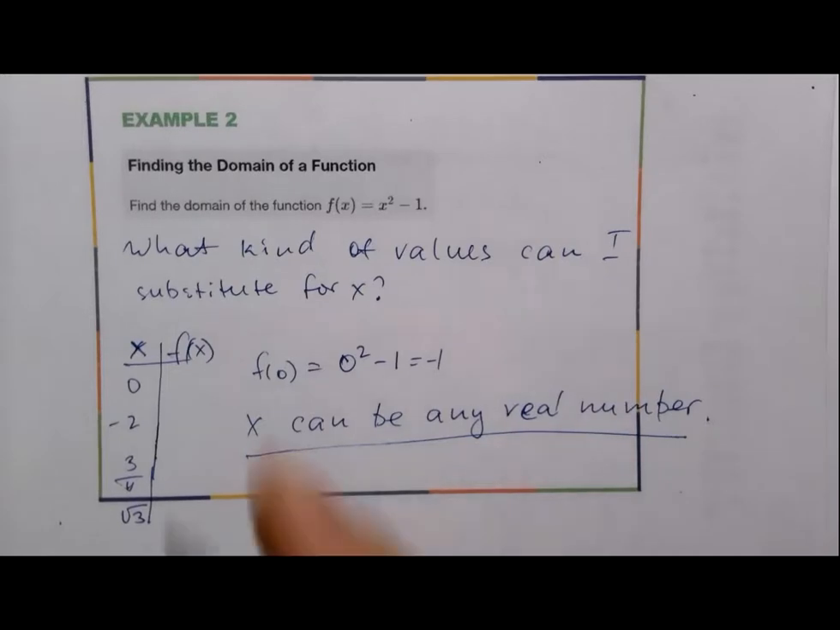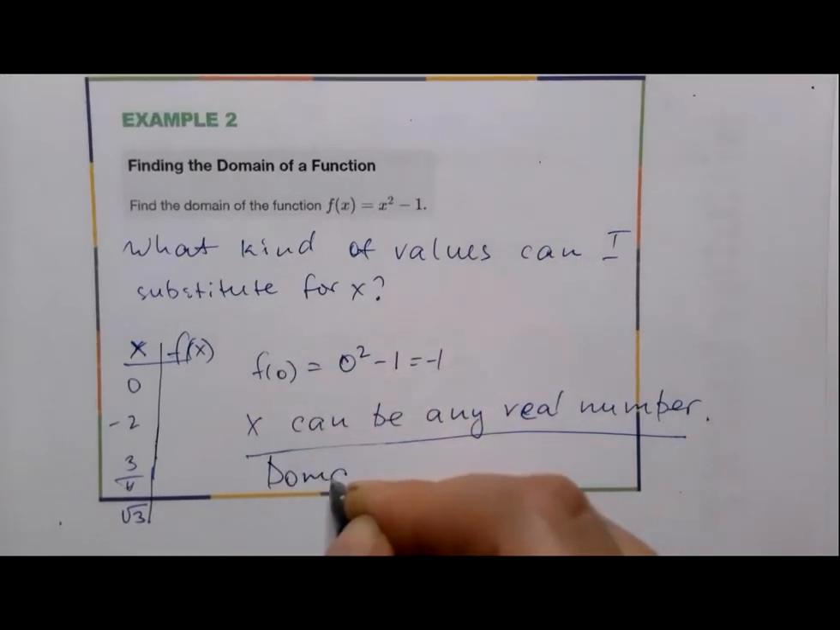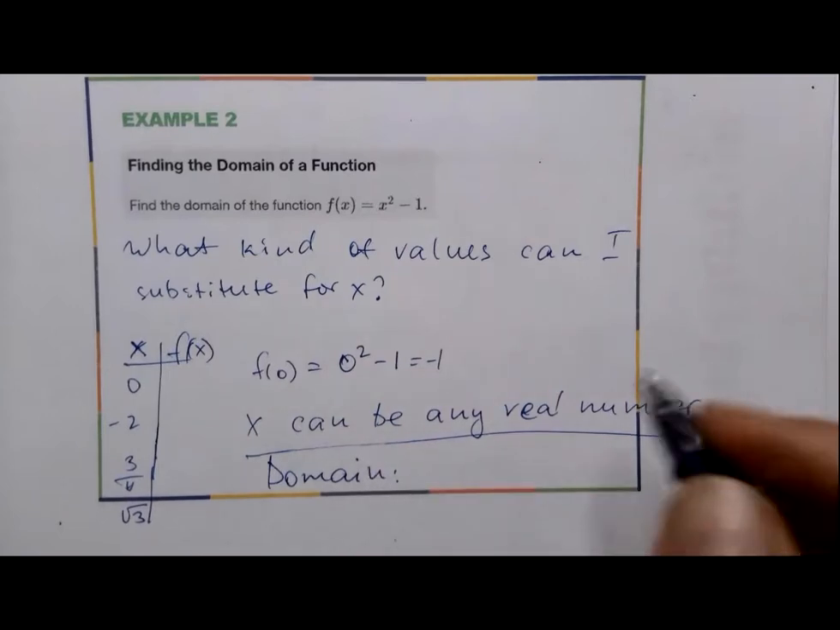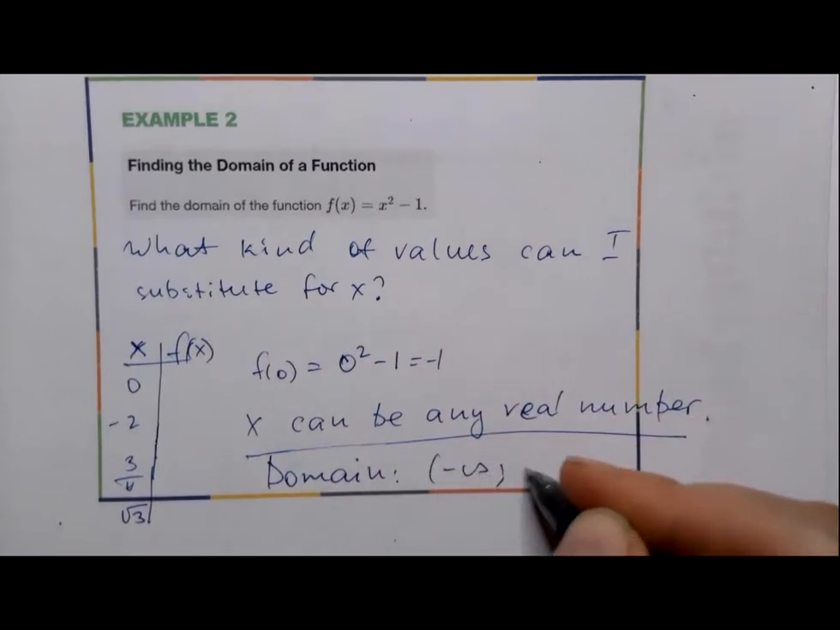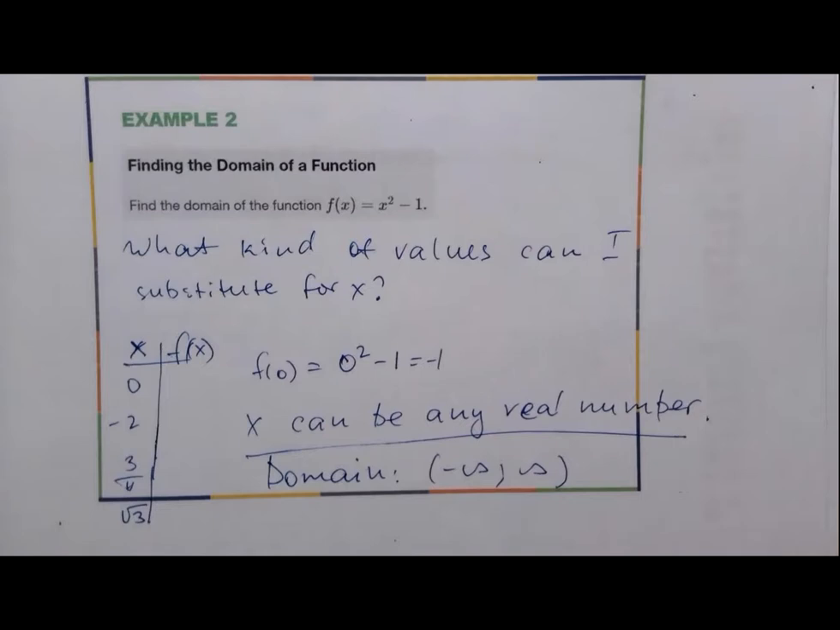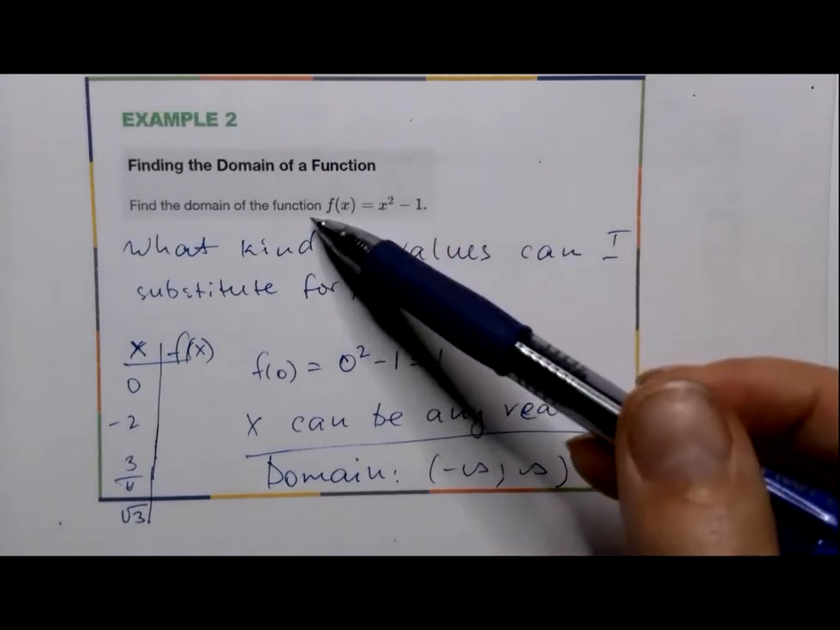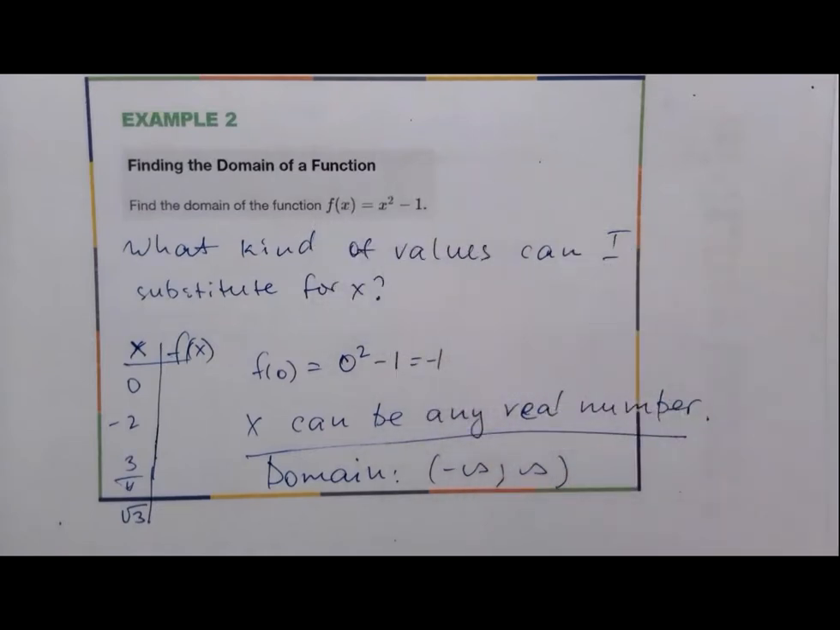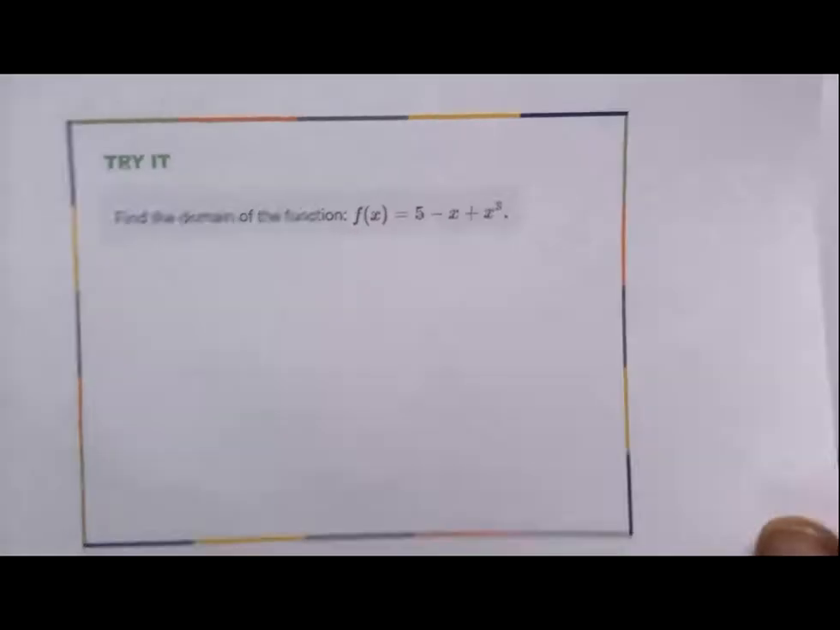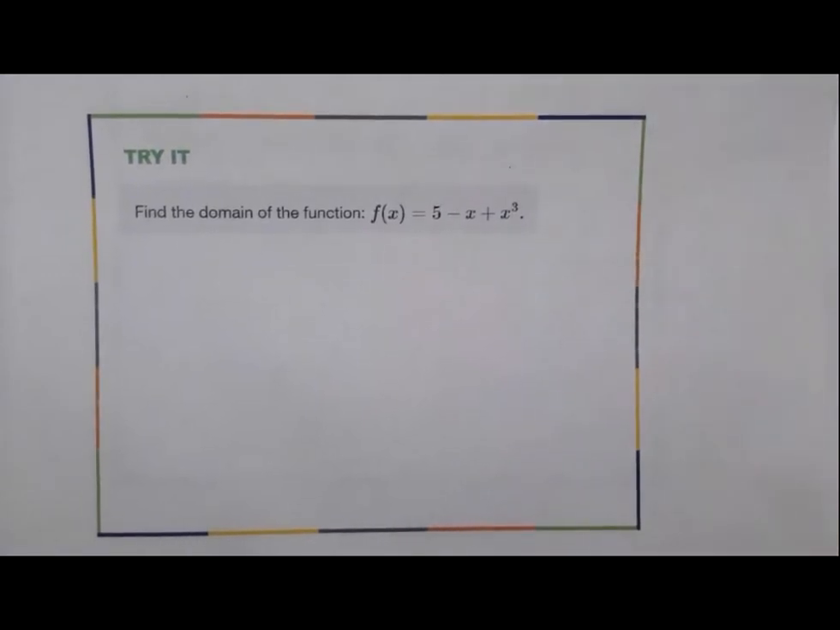So here we're going to say domain from -infinity to +infinity. Here they didn't tell us what kind of notation they want us to use, so I chose interval notation. Now I want you to take a look at this function and also think about what would be the domain of this function, what kind of x values are appropriate or would work in this equation.